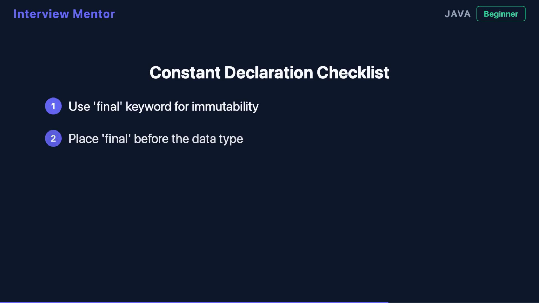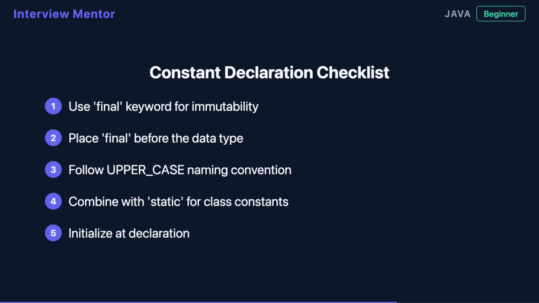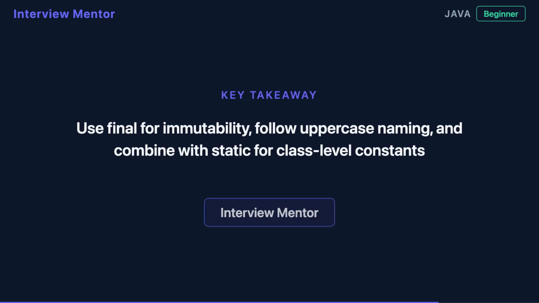Remember these key points: always use final for constants, place it before the type, follow uppercase naming conventions, and combine with static for class-level constants. Master this pattern, and you'll write cleaner, safer Java code. Declare constants with final to ensure immutability, use uppercase naming for clarity, and add static for class-level access. Practice this in your next Java project, and watch your code quality improve.